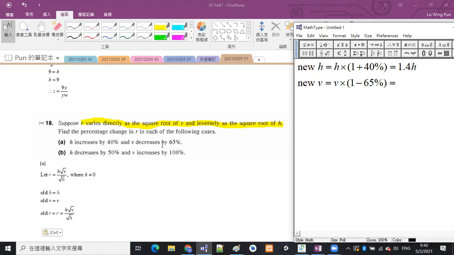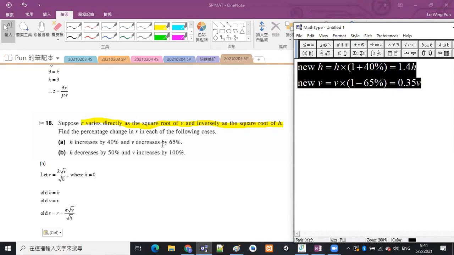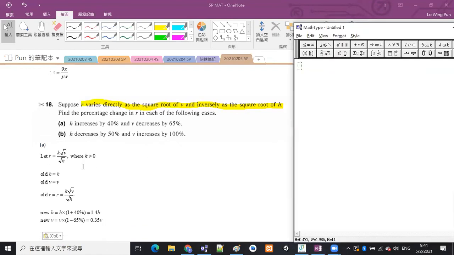Okay, and that should be equal to 0.35 V. Can you get this? And then the most troublesome part is the new r. Just copy from the equation first. It is k times square root of new v over square root of new h, right? But we have already prepared the new v and the new h. So we just use our preparation.